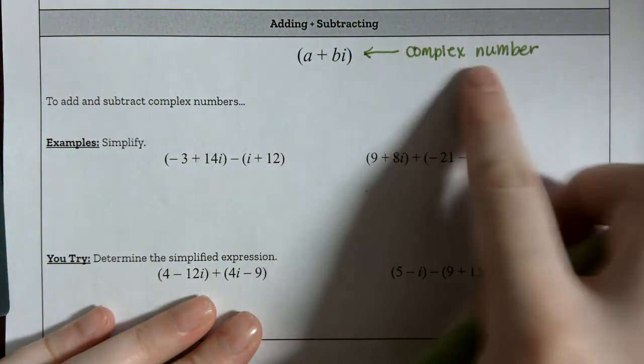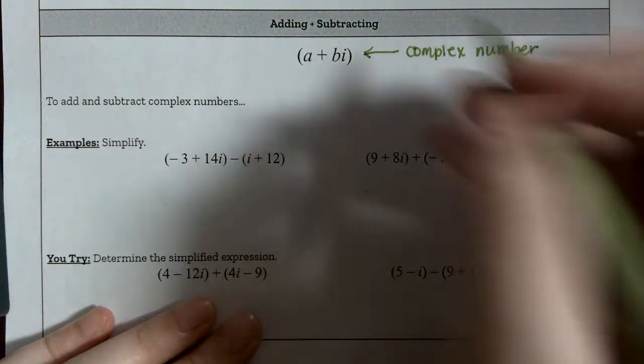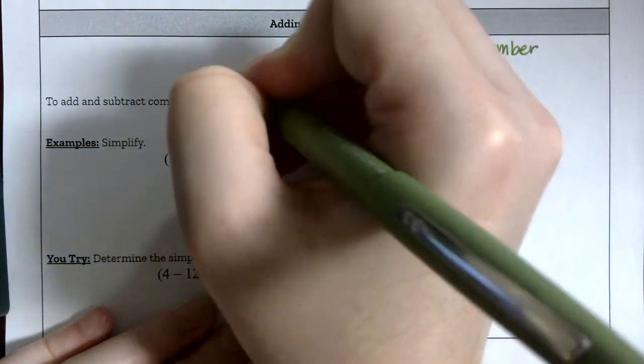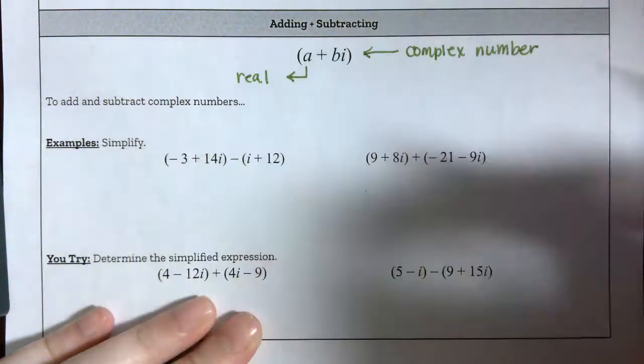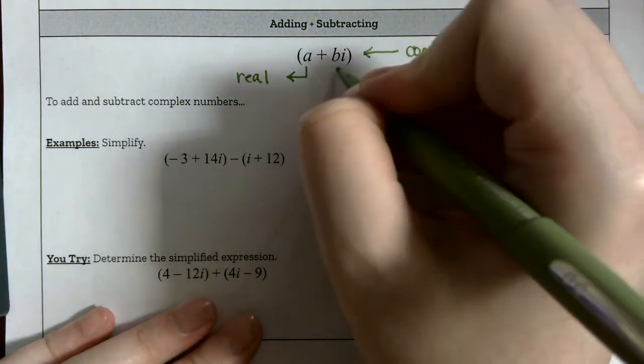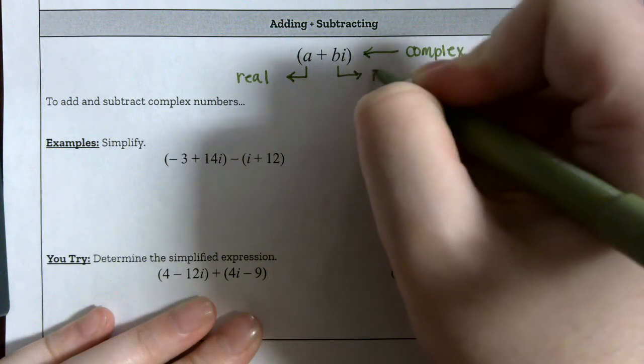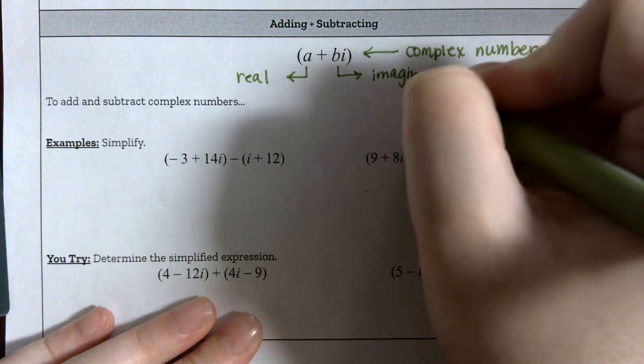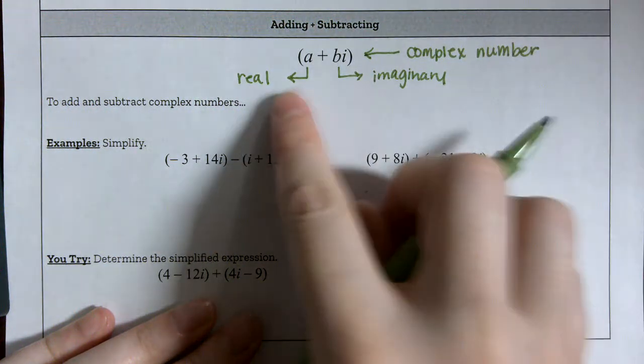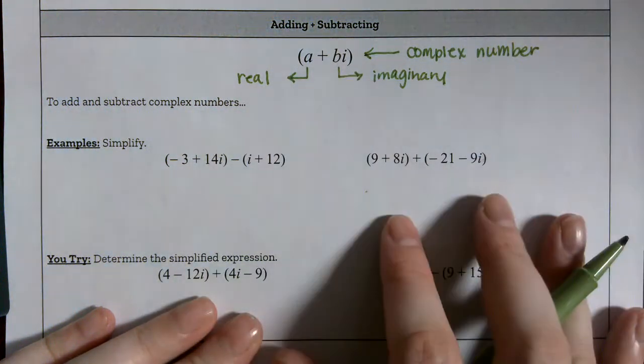So if you're asked what a complex number is, it is this combination. A is the real part, so that is a real number. And then you're adding onto it an imaginary portion. And it has to go in this order: real first, imaginary second.